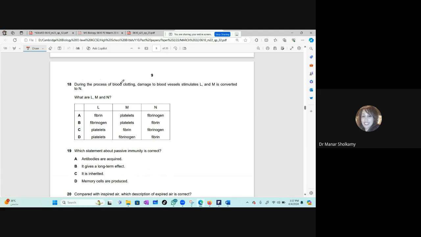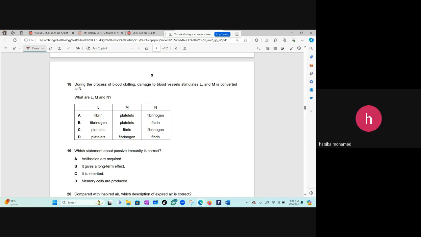18. During the process of blood clotting, damage to blood vessels stimulates L and M is converted to N. Now, what are L, M, and N? Damage to blood vessels stimulates L. So, what is stimulated? Heparin. No. Fibrinogen. No. The what? Platelets. No, platelets are stimulated. These platelets are stimulated.